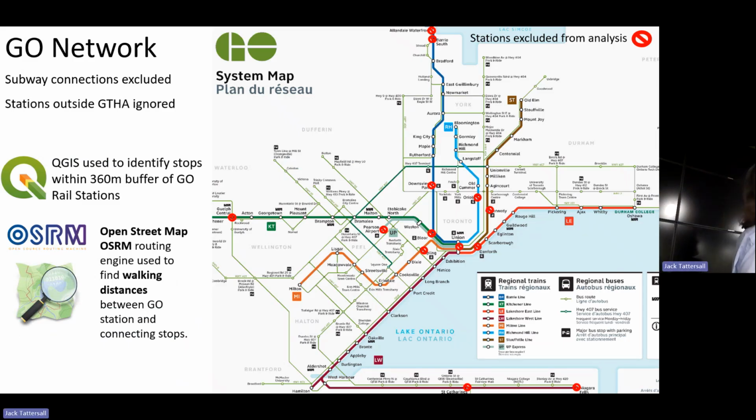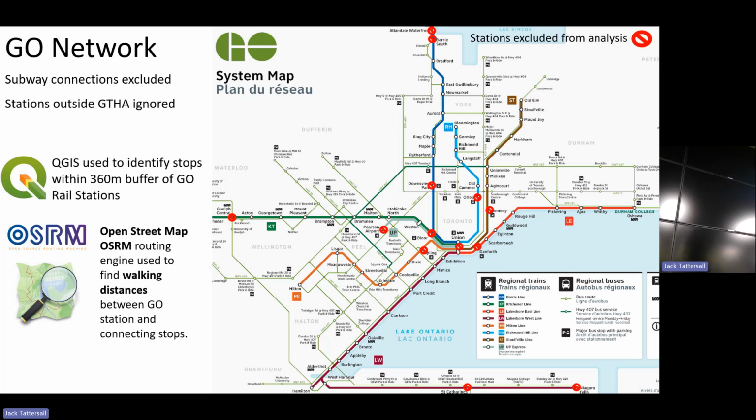So we've applied this here to the GTHA, to the GO Rail network. Now, in our analysis, we excluded stations that interchange with the Toronto subway, such as Union, Bloor, Dundas West, Kennedy, etc. And we've excluded stations outside the GTHA, such as those in Niagara Falls, Kitchener, Barrie, to focus on connections within the GTHA. Using QGIS, I identified connecting stops that were within a 360-meter buffer of GO Rail stations.